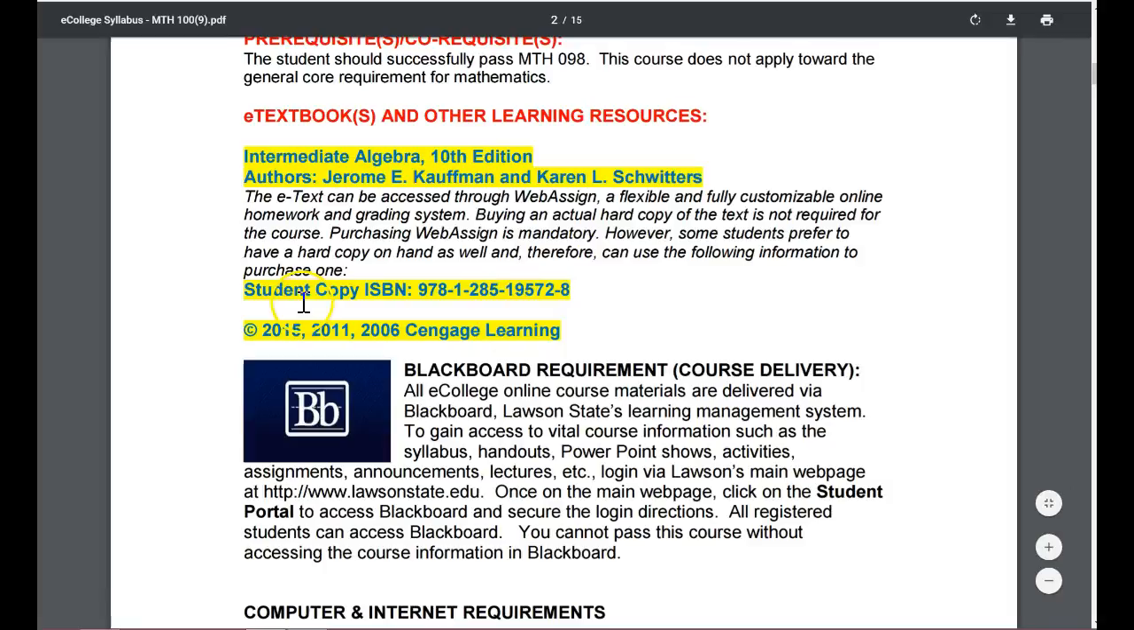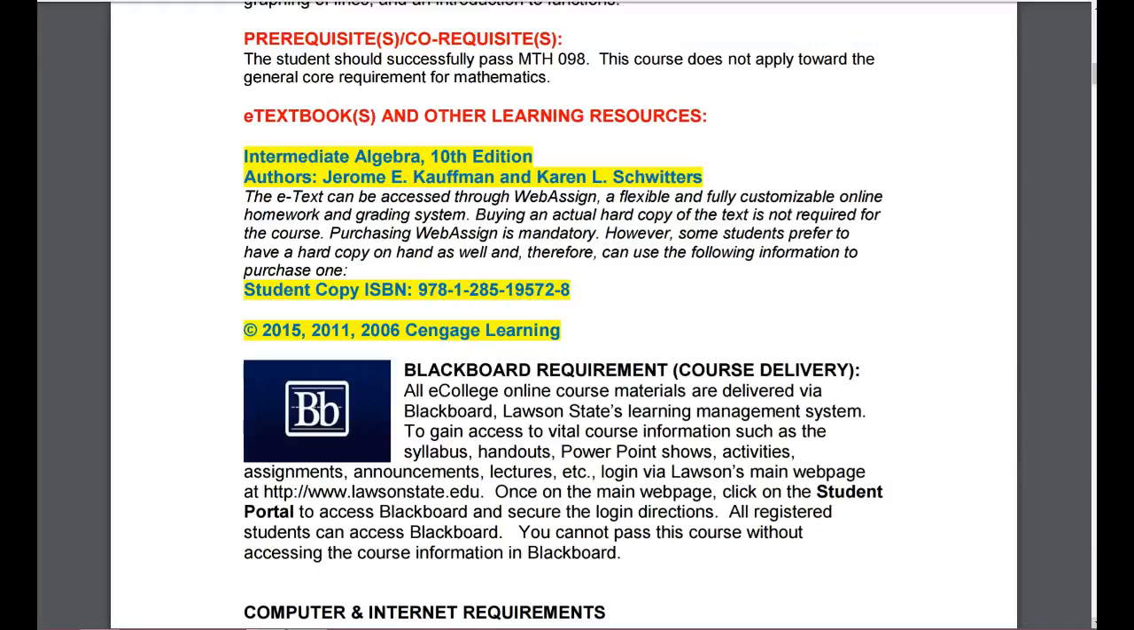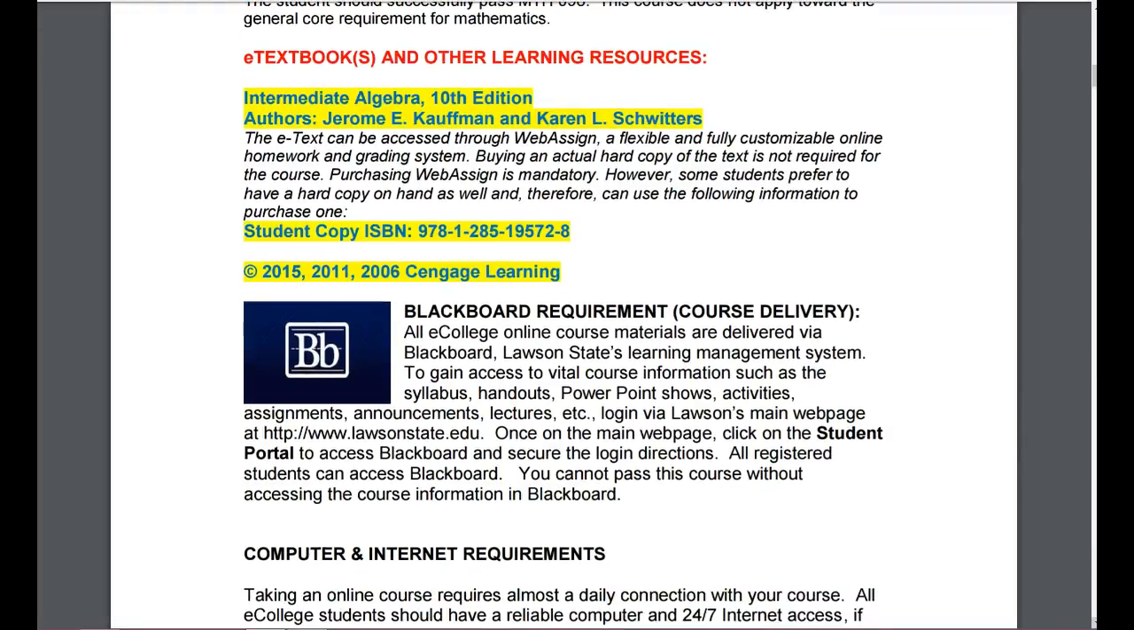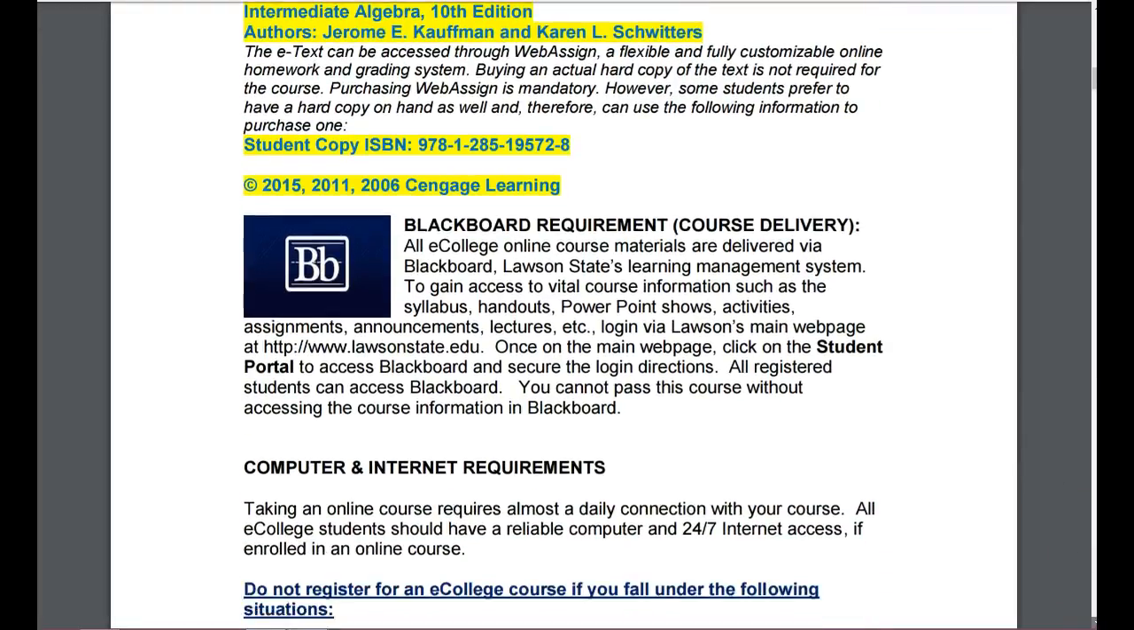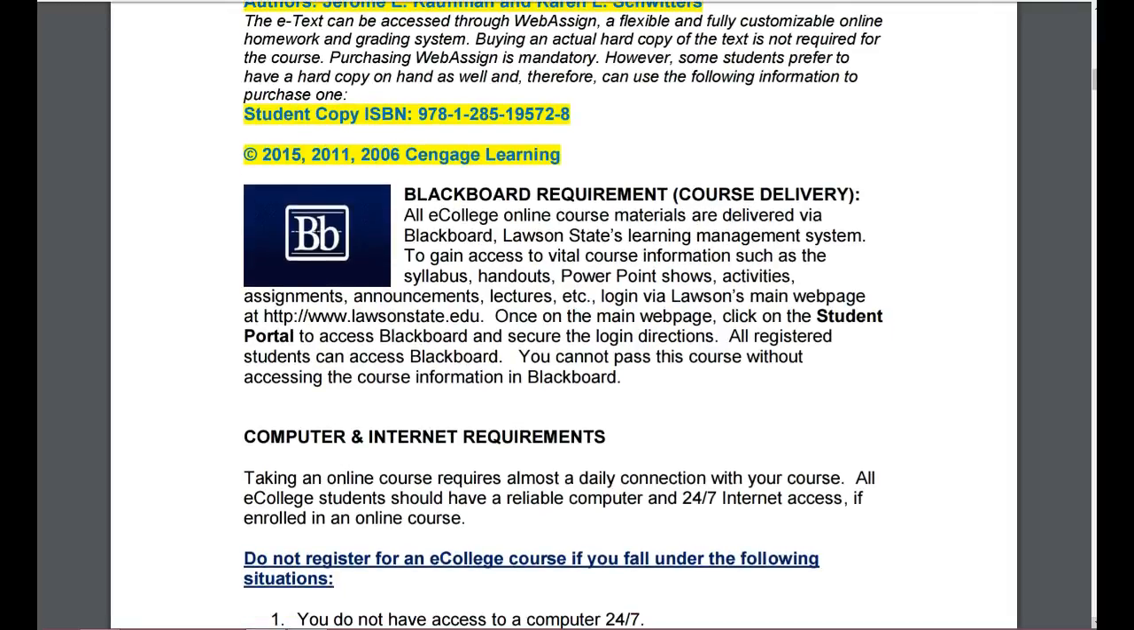Alright, here's the information for the ISBN number if you would like to purchase a hard copy of the textbook, but again, that's optional. The ebook is included in that $85 fee, and that $85 fee also includes your homework, access to your homework, and some of your quiz assignments.